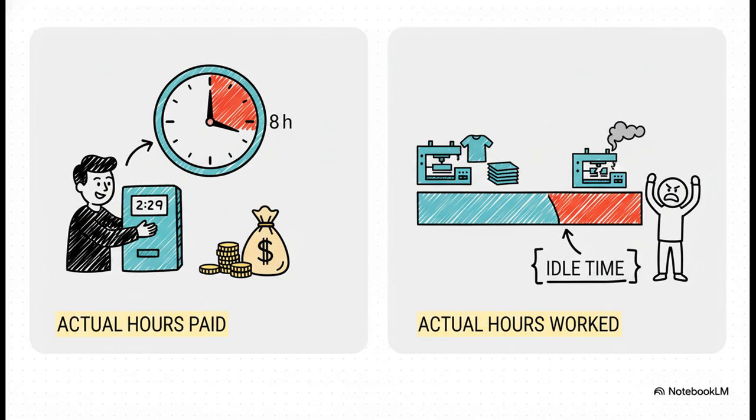And this right here is probably the most important distinction we're going to make. Actual hours paid versus actual hours worked. Think about it. An employee could be on site for a full 8-hour shift. But what if the screen printing machine gets jammed for an hour? You've still paid for 8 hours, but you only got 7 hours of actual productive work. That 1-hour gap, that's what we call idle time. And trust me, it's a critical clue.